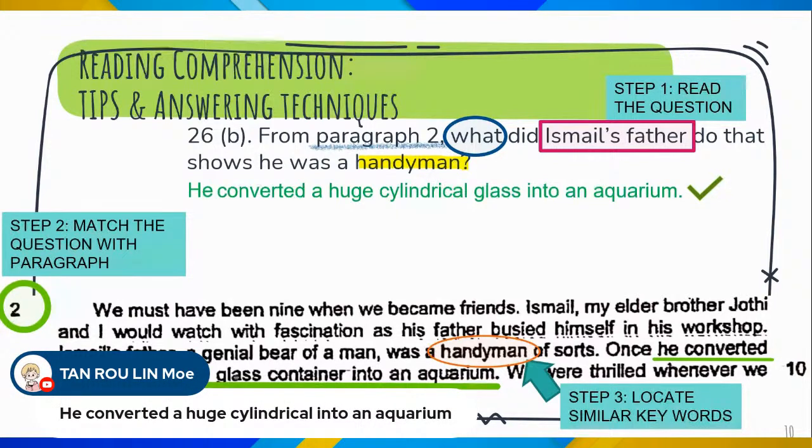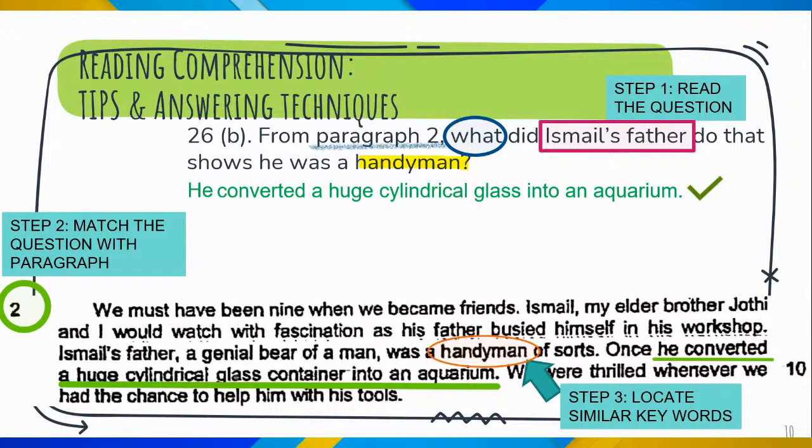Okay, Tan Rolin said he converted a huge cylindrical glass into an aquarium. Cylindrical glass. Please stick with the answer cylindrical glass, because if you write just cylindrical, your answer might be in danger, because what cylindrical are we talking about here? In this case, they are talking about cylindrical glass. So it's better for you to carefully copy the answer from the passage, okay? Do not rush. If you rush and miss words, you are going to lose your marks, which is a shame, okay?